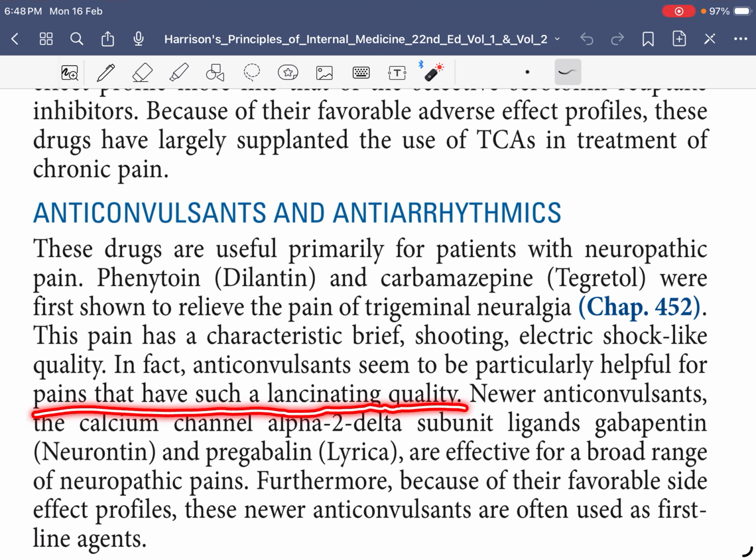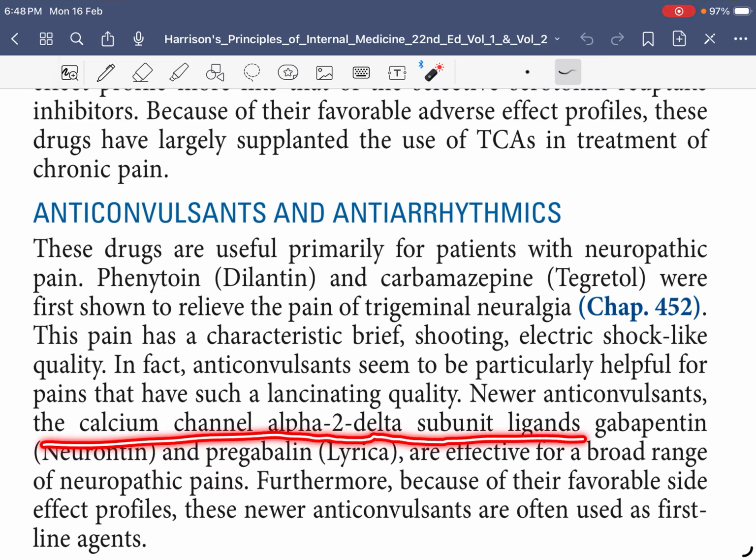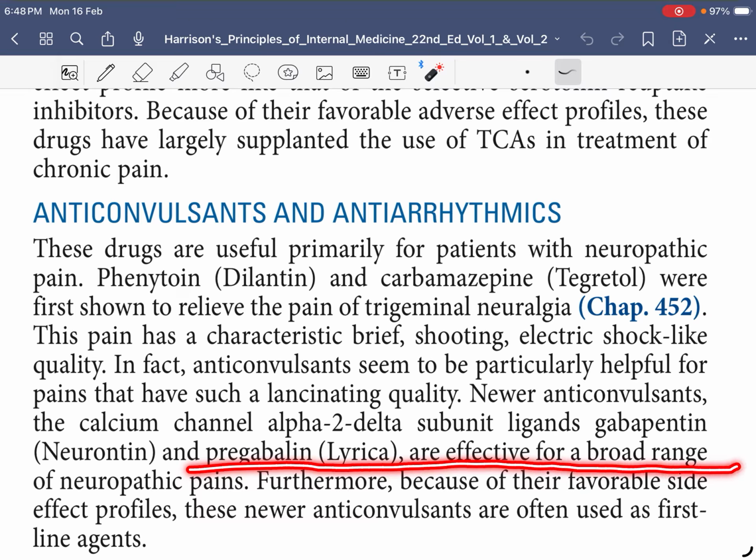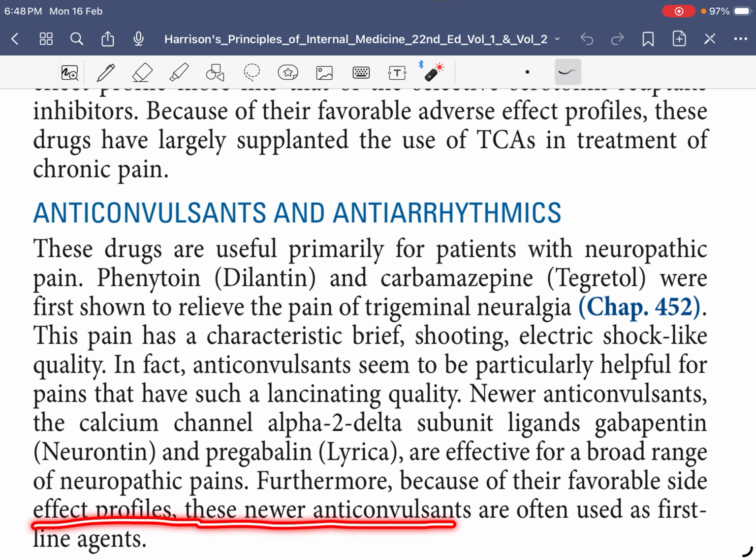Newer anticonvulsants, the calcium channel alpha 2 delta subunit ligands gabapentin and pregabalin, are effective for a broad range of neuropathic pain. Furthermore, because of their favorable side effect profile, these newer anticonvulsants are often used as first-line agents.